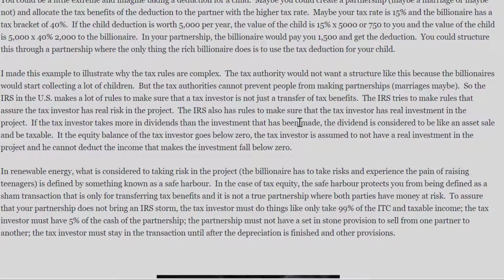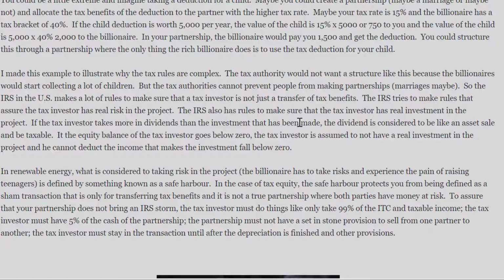This example is supposed to demonstrate why things are complex. If the tax authorities would let you do all of this, then everybody would be selling their tax benefits. They'd be creating partnerships all the time, which are really just structured only to get the tax benefits to one party.